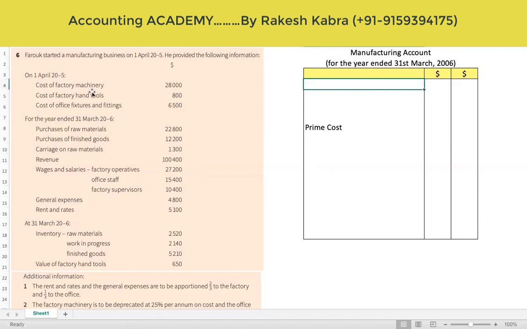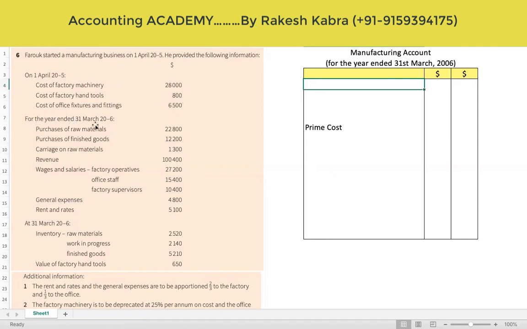Cost of factory machinery 28,000. Cost of hand tools 800. Cost of office fixtures and fittings 6,500. So these are the assets we have, and on the beginning date, these are the values, right?